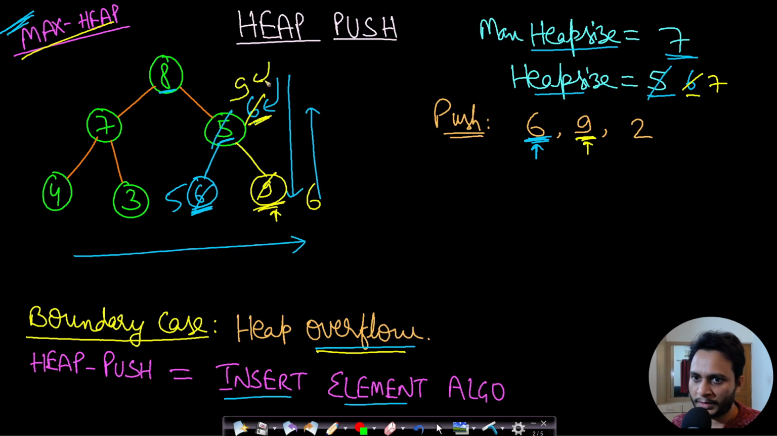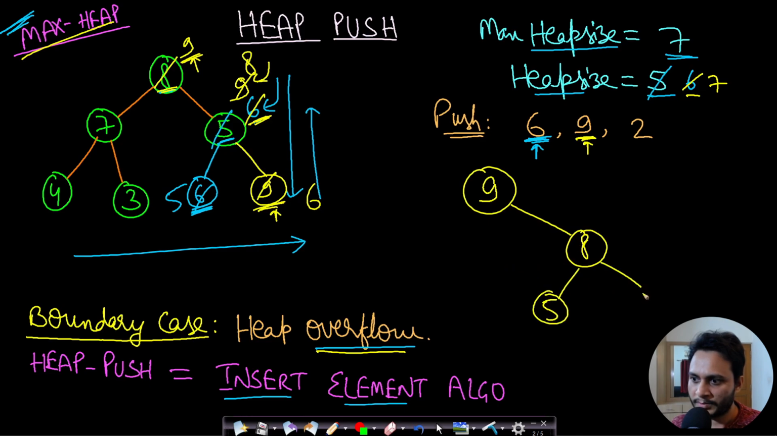Now again our current node is 9 and its parent is 8. So 8 should have been greater, but no, 8 is smaller than 9. Therefore 9 will come here and 8 will come here. And since we have reached the root node, we will stop at this position, right? So now our new heap structure is: 9 is the root, 8 is the right child, this is 5, and this will be 6.